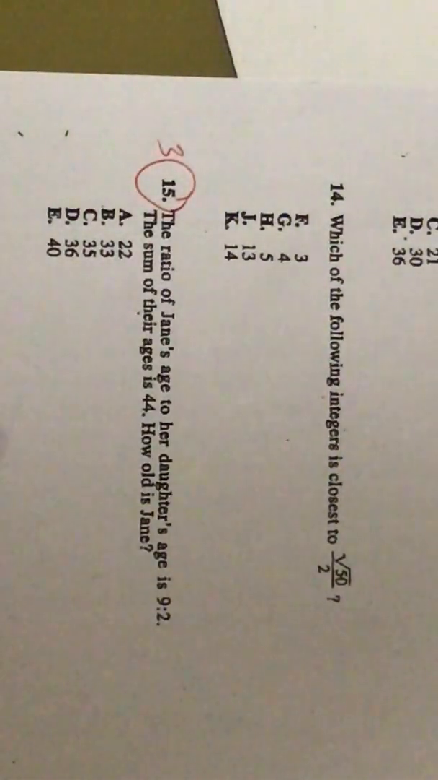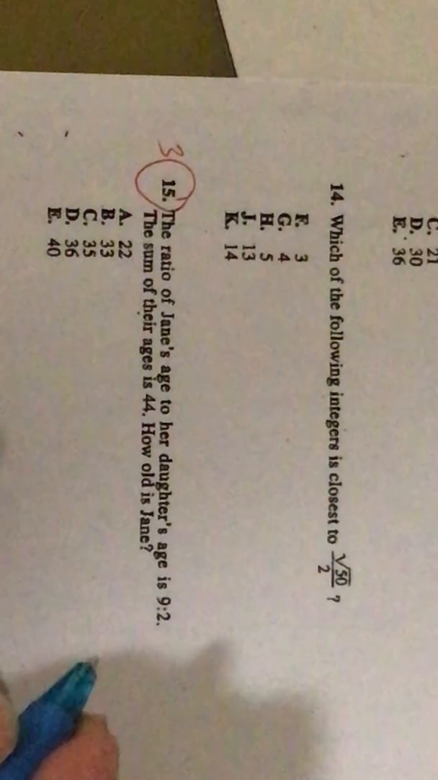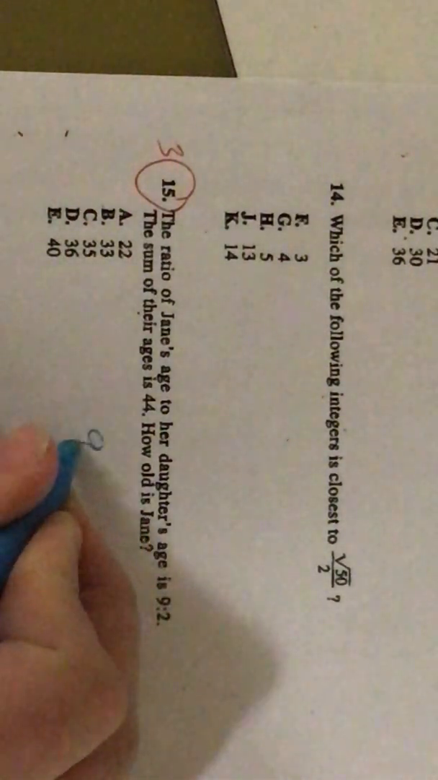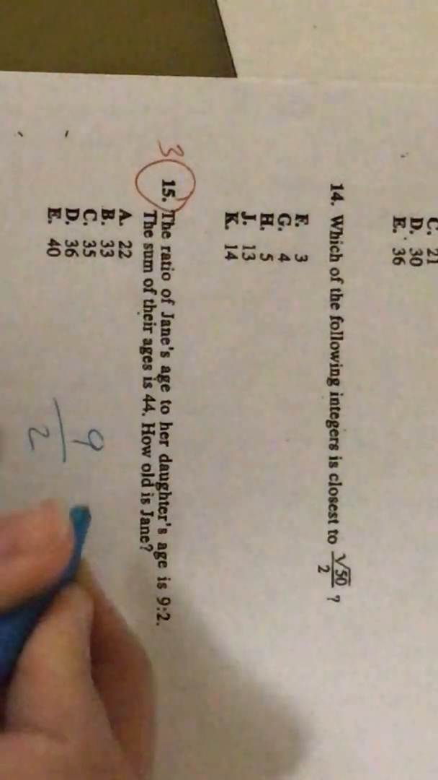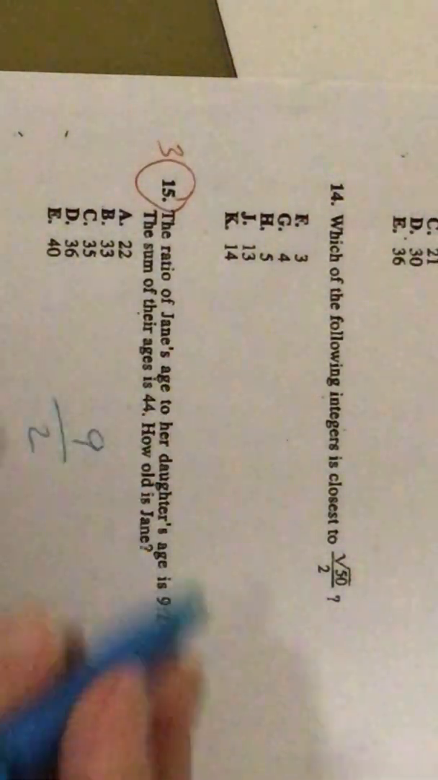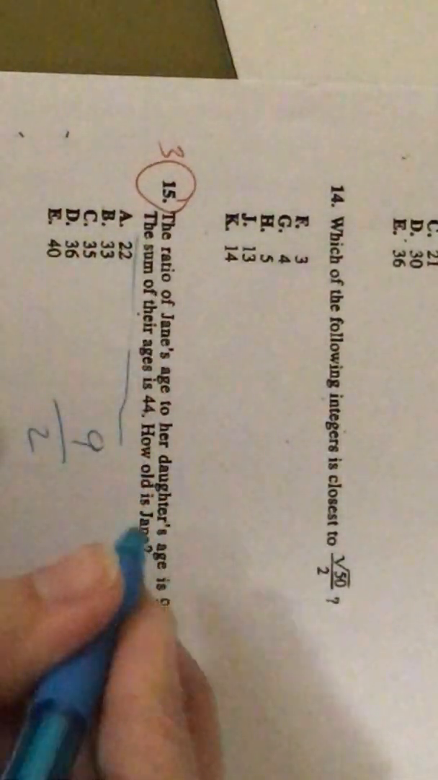All right, going on to question number 3. We have a ratio of Jane's age to her daughter's of 9:2. I like to do these as fractions. You can do them any way you want, but I think of it as a fraction. The sum of their ages is 44. So now sum means I have to add it up.